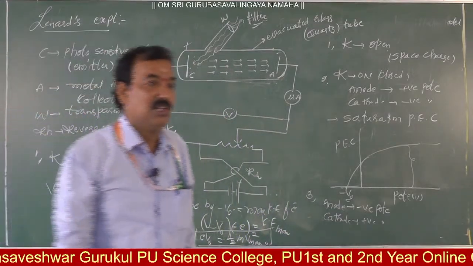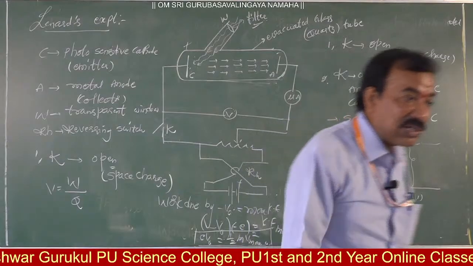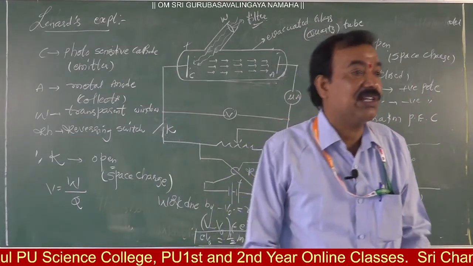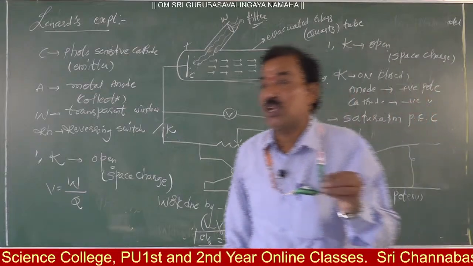Same concept here. So what happens here? Do all the electrons move towards the cathode here? No. So which are the electrons here? Only the high energetic electrons can move towards the other side.